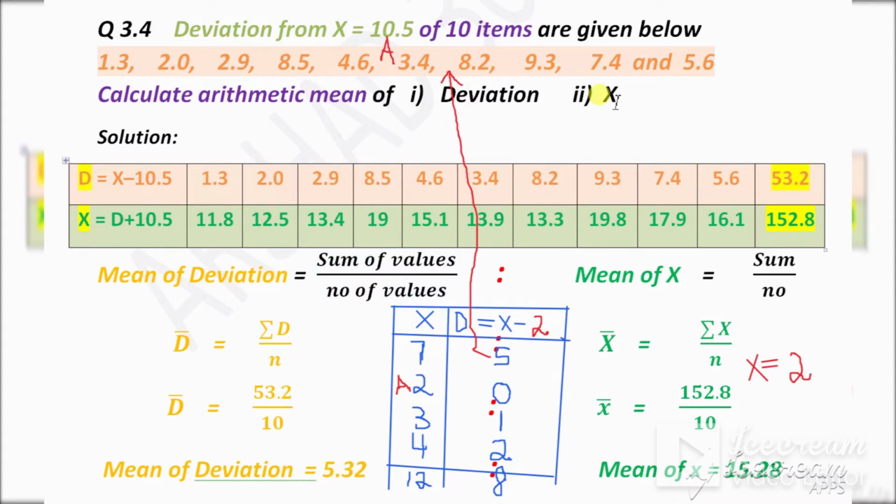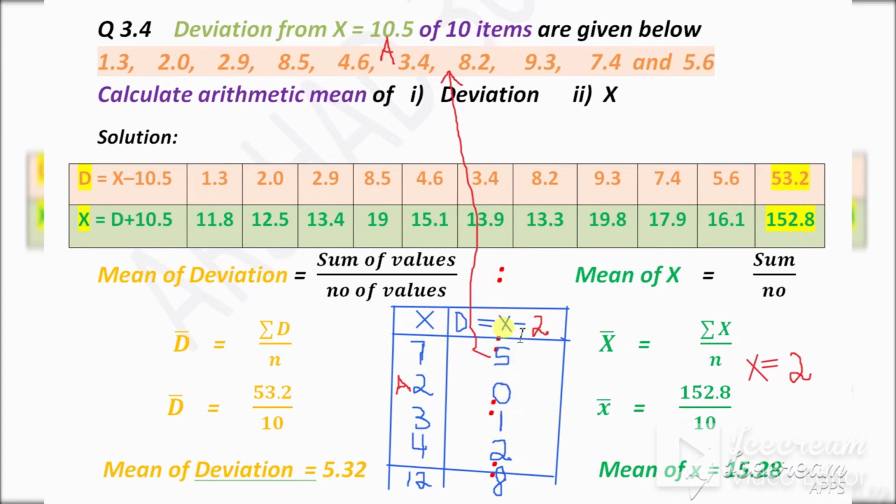Now find mean of x. Now in the question here is given only d, not x. So how to find x? So how to find x is like this one example. Now you have given d. These are the value of d. So how to find this x? So we have subtracted 2 from each number of x, then we will get this d.